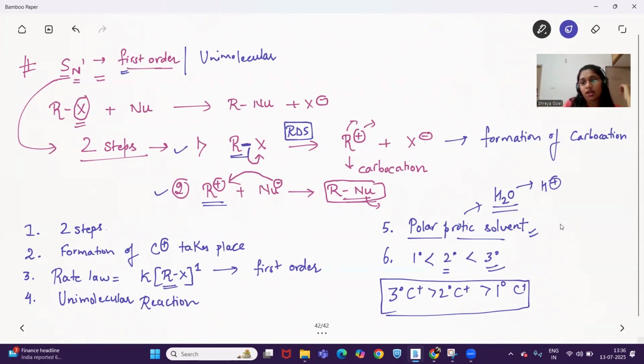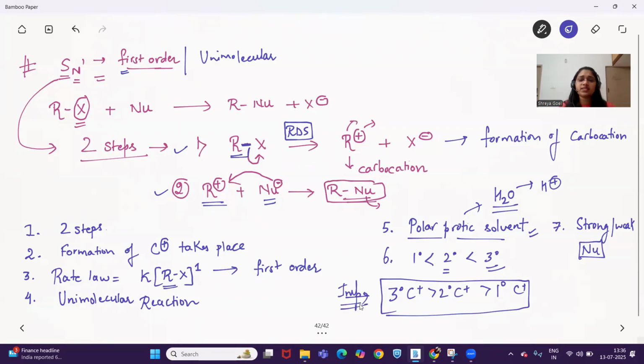Okay. Now, the seventh point. As you can see, the nucleophile is present in the second step, which is not the rate determining step here, right? The nucleophile is present in the second step, so you can take any type of nucleophile here, strong or weak, it doesn't matter, because the rate depends on the type of carbocation forming. So that is the important thing.